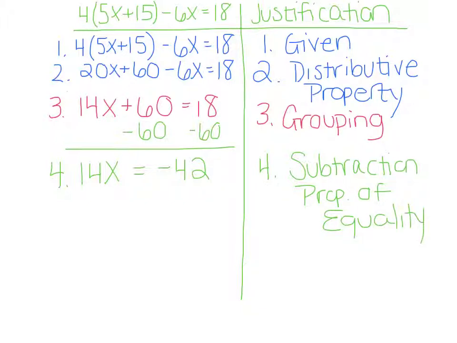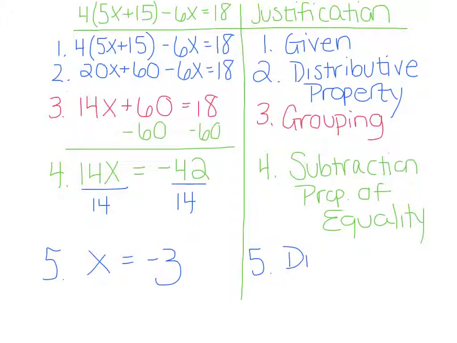And finally, our last step is we're going to divide both sides by 14, and we get step 5, x equals negative 3. What property did we use? Think about it and write it down. We use the division property of equality.